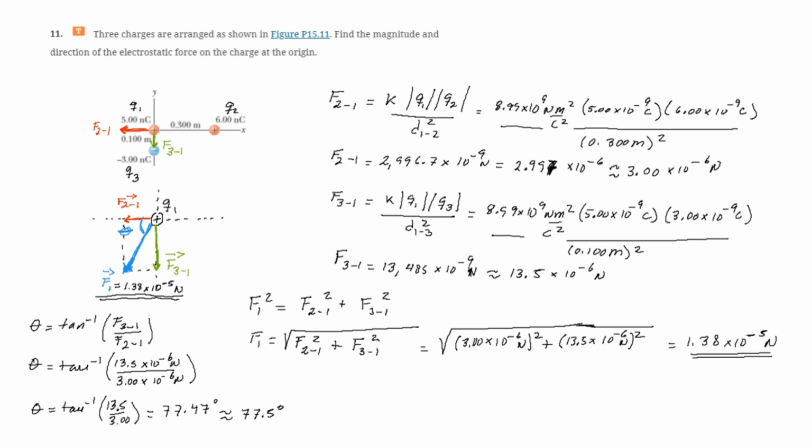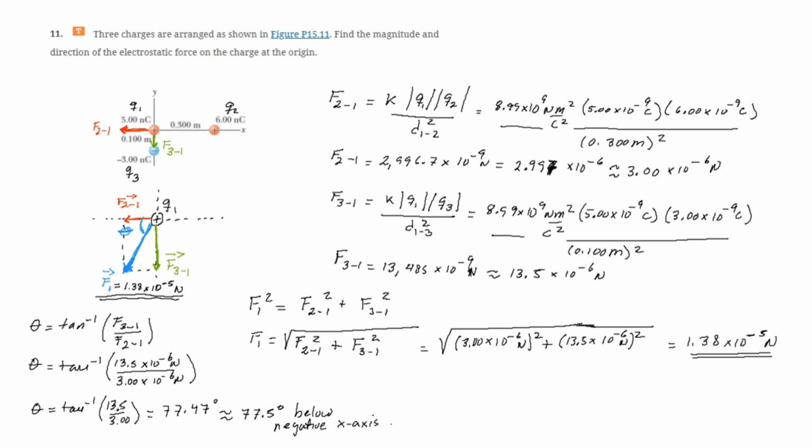77.5 degree below the negative x-axis. Below the negative x-axis, because you must explain with respect to what axis is just the 77.5 degree that you're measuring, right? So we say, okay, I'm measuring this with respect to the negative x-axis, right? This axis over here. So it's 77.5 degree below that negative x-axis.